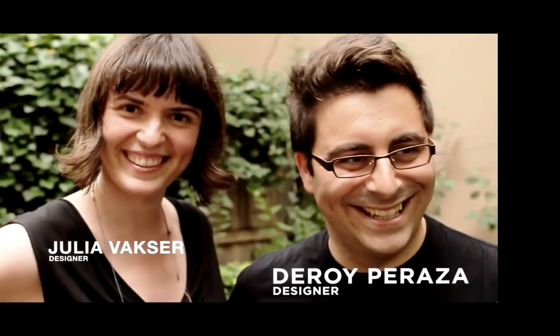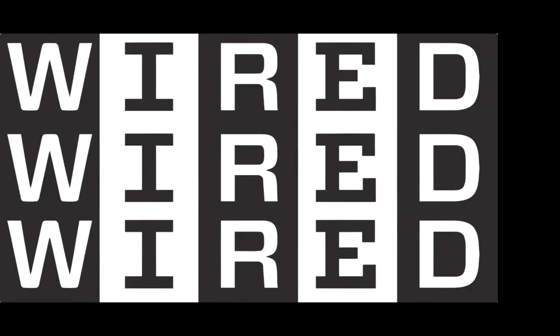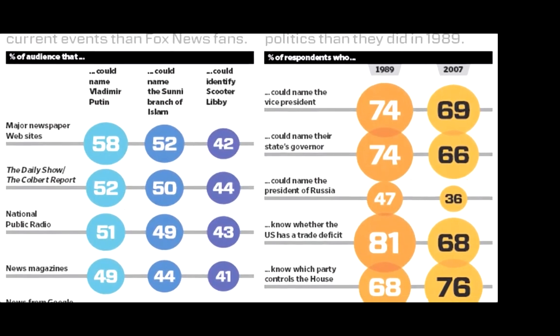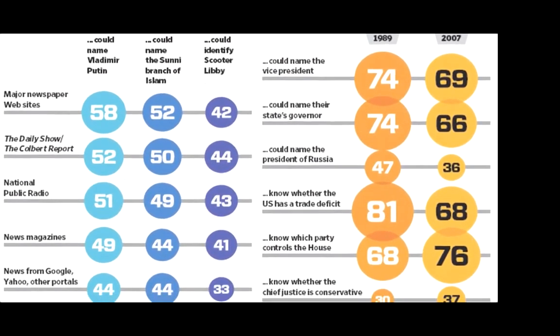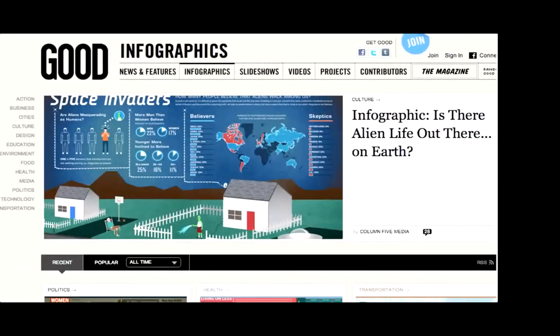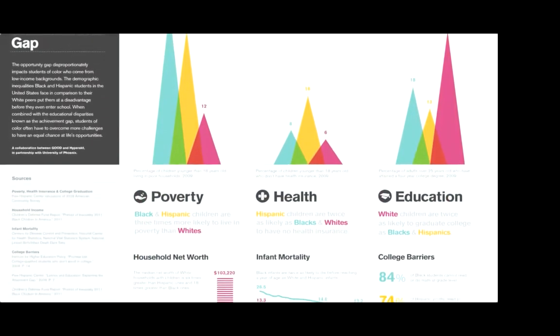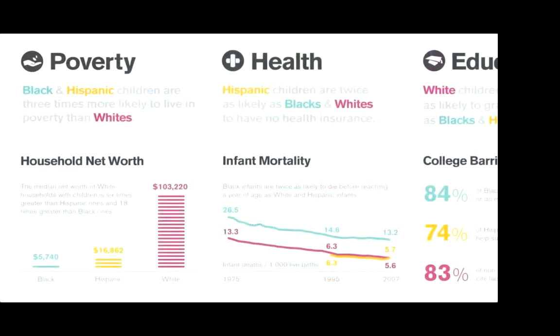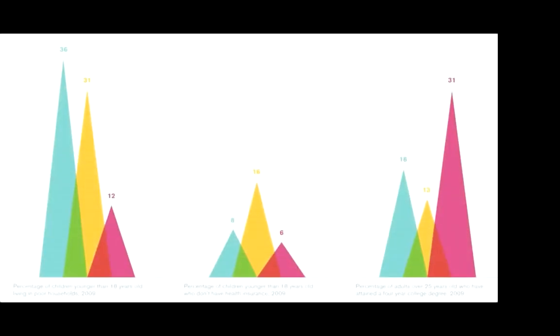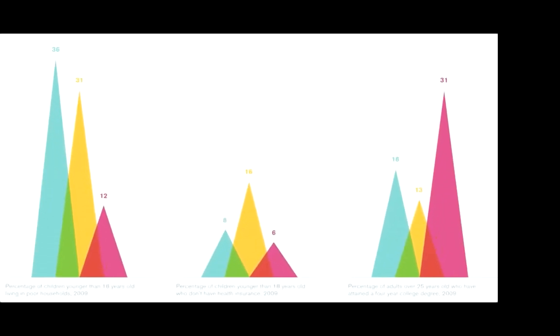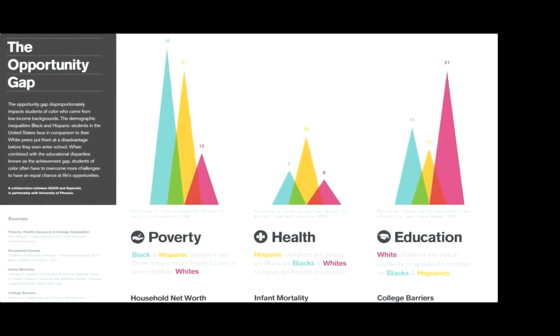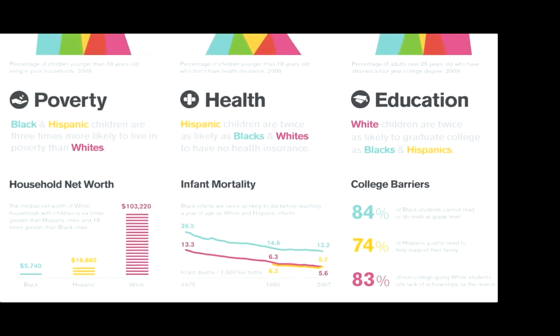If you look back 200 years, infographics were being used to map cholera cases in London. Fast forward, you have magazines like Wired putting an emphasis on infographics. Wired influences publications like Good, who take this online. So the Opportunity Gap is a piece that we did for Good magazine. It's really ultimately about education. It's about how poverty rates and access to healthcare creates a discrepancy in the opportunities available to students of different races.